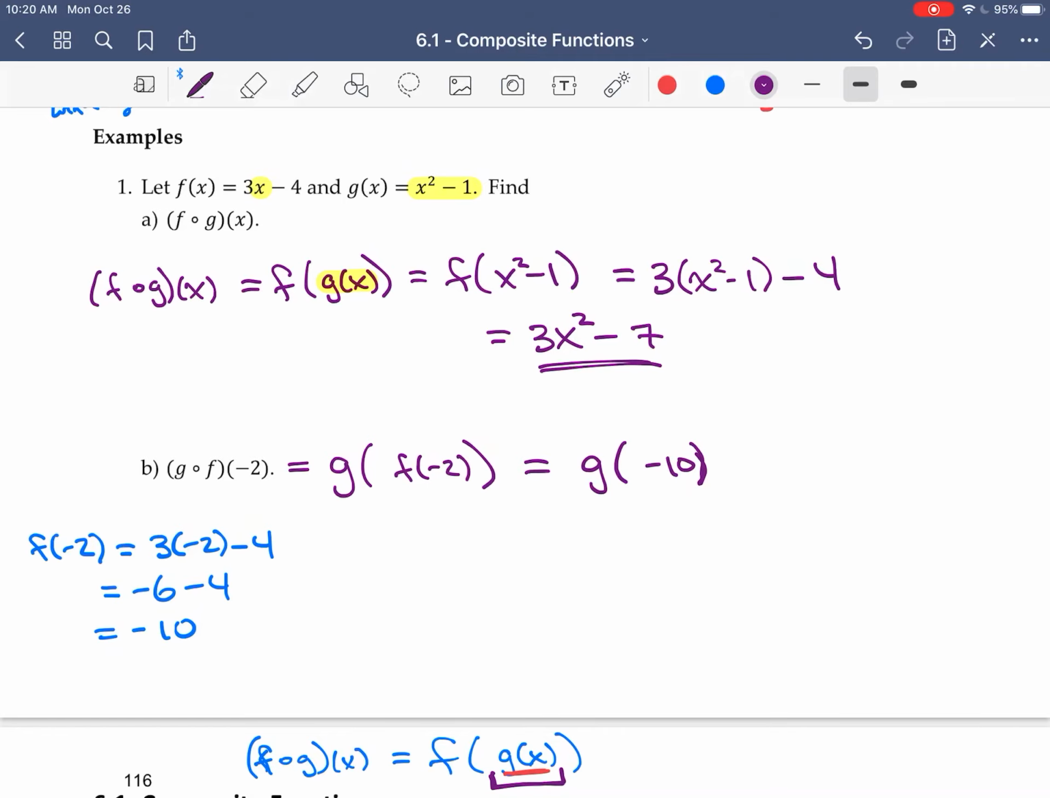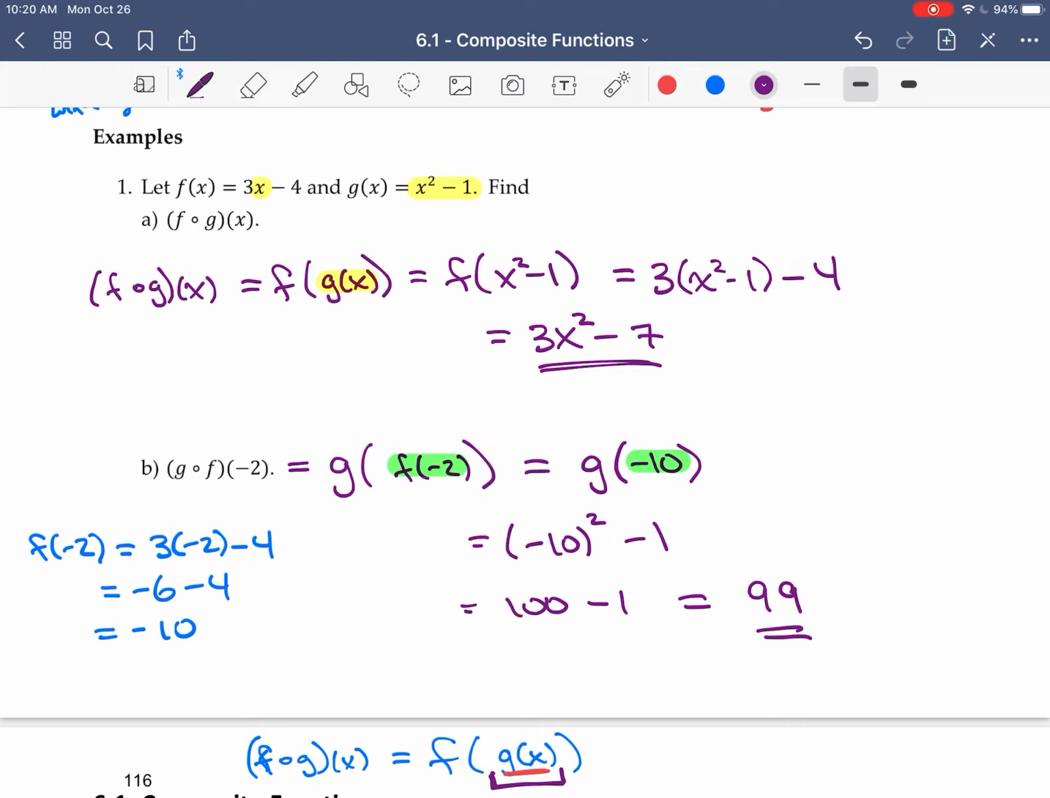Okay, so everywhere I see an x in g, I want to put in negative 10. Maybe I should just highlight. So f of negative 2 is negative 10, which we found in the blue part. So now I want g of negative 10, so that's going to be negative 10 squared minus 1. So it's going to be 100 minus 1, or 99. Okay, so that's our answer.